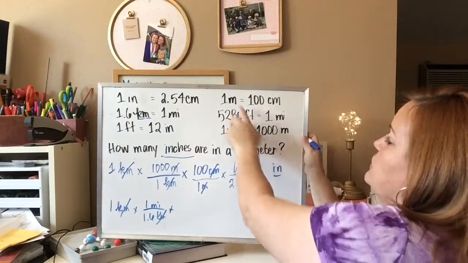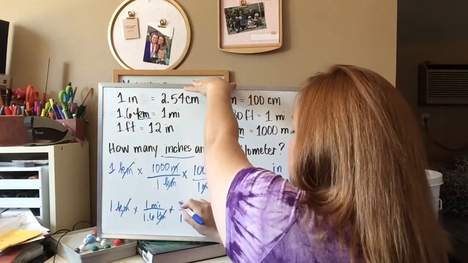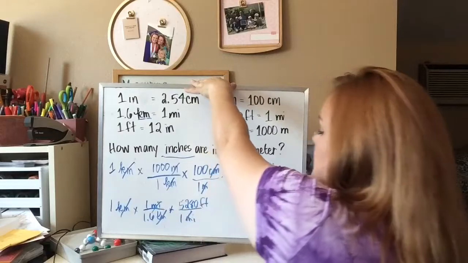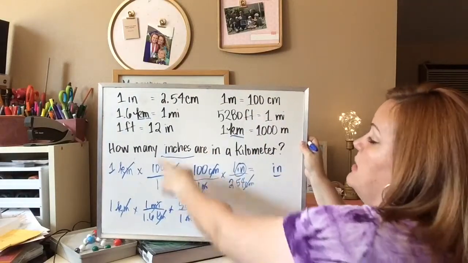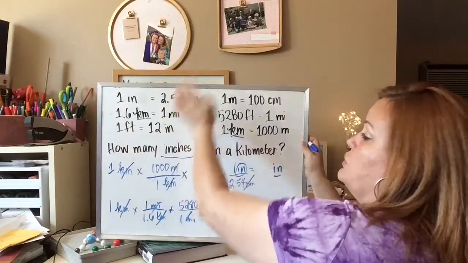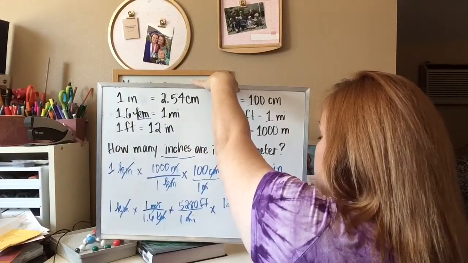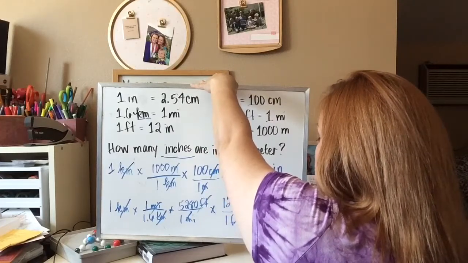Here I've got a conversion that goes miles to feet. I can put 1 mile on the bottom, 5,280 feet on top. Miles cancel. Now I have feet, still trying to get to inches. And over here, this is my conversion for feet to inches. And so now I go 12 inches in 1 foot, and feet cancel out.